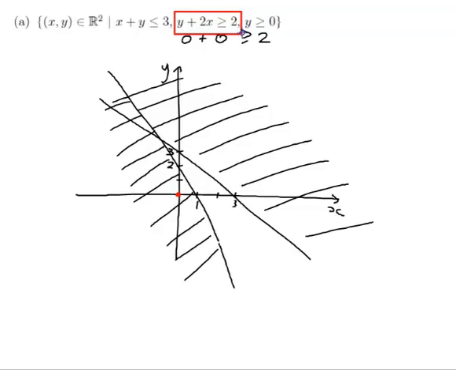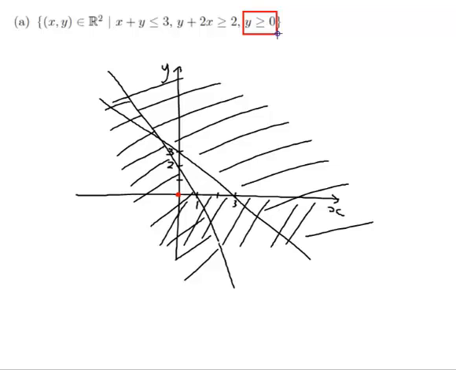Okay, so that leaves one inequality left. This one, y is greater than or equal to 0. Well, y equals 0 is the x-axis, and if y is greater than 0, I want the top half. So let me cross out the bottom half. So I'm left with that triangle in the middle.